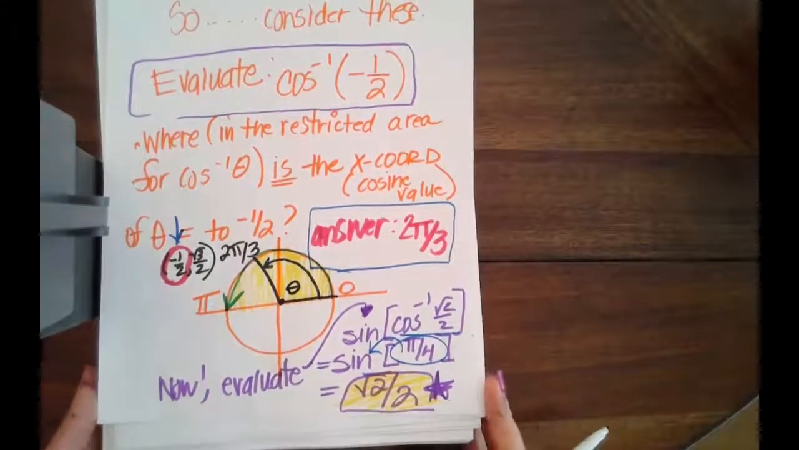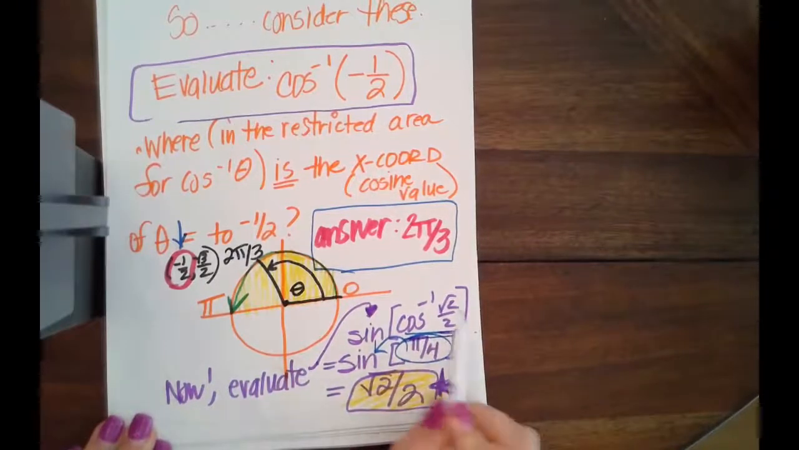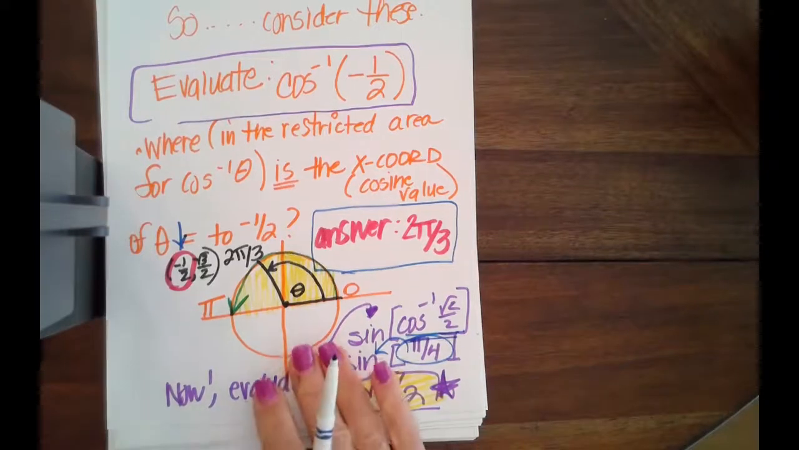So your evaluation there was a compound expression. We started with the inside using what we know about inverse, and then we applied it to the outside. All right, that's all there is to that. All right, let's go to tangent.